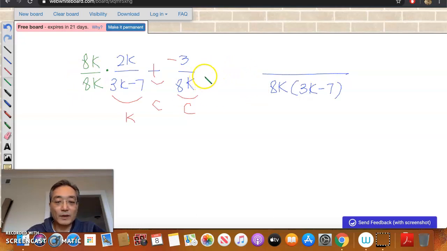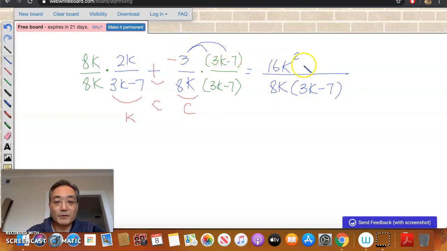And then the second one, we're going to have to multiply by the 3k minus 7 over the 3k minus 7. Okay? And now let's do our multiplications and then add them up. So we have 8k times 2k is 16k squared.